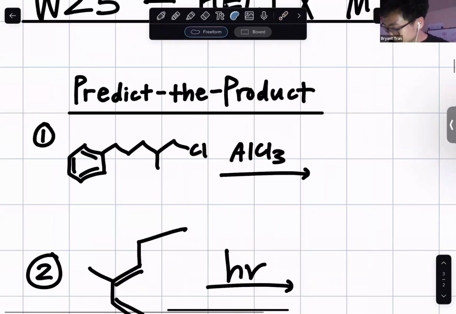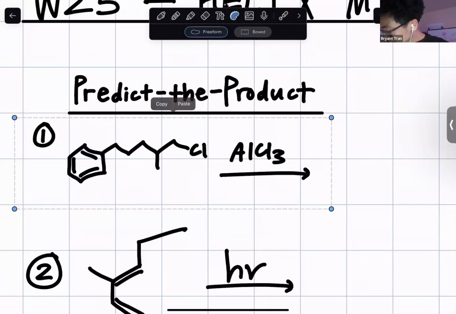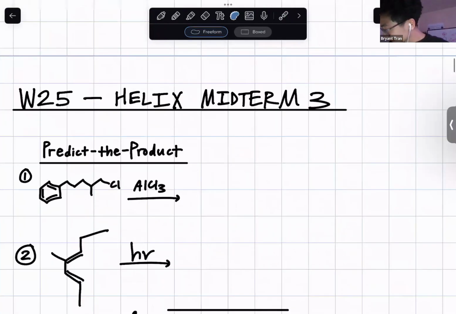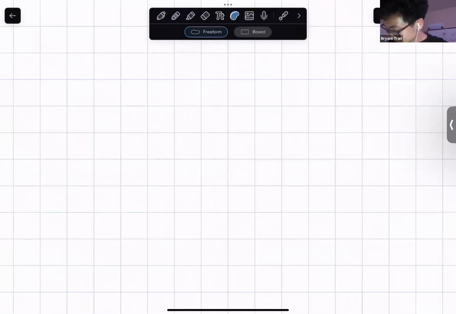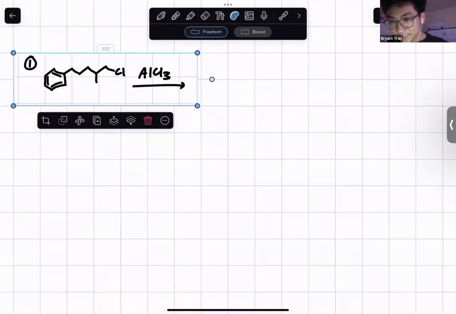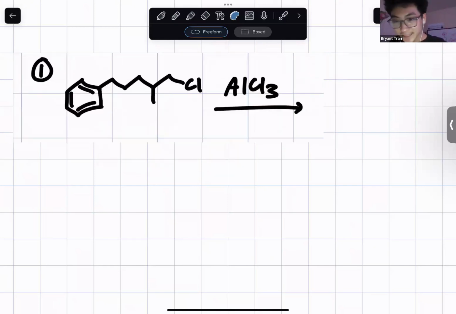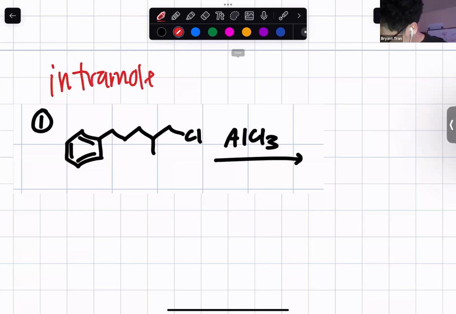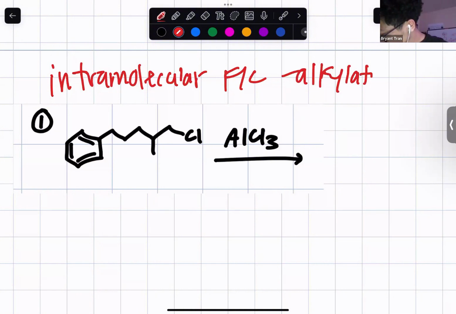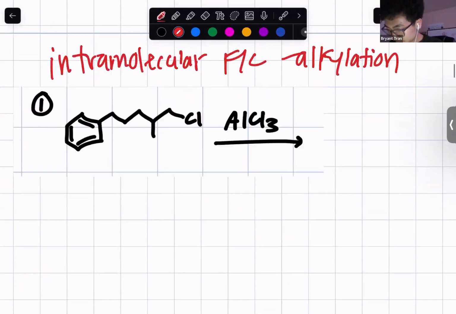Yes, so this number 1 reaction here, what kind of reaction is this? What's the name of this reaction for number 1? Friedel-Crafts alkylation, yes. And specifically, this is an intramolecular Friedel-Crafts alkylation. Right? Now, here's going to be the mechanism because someone asked for the mechanism.